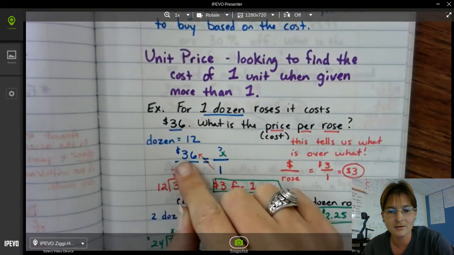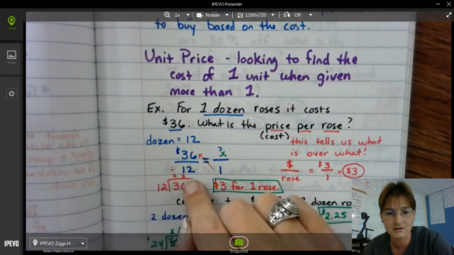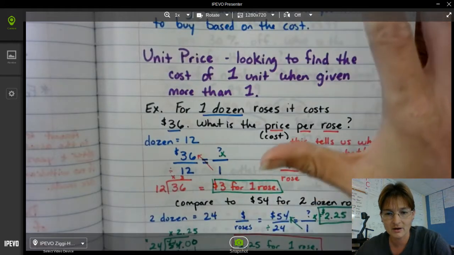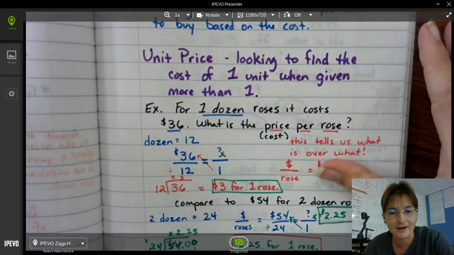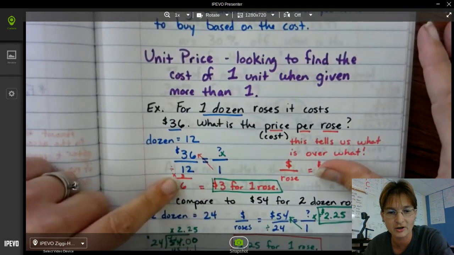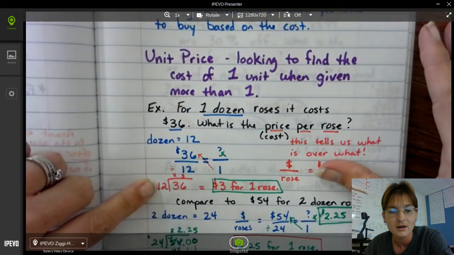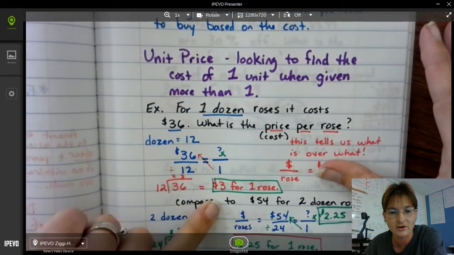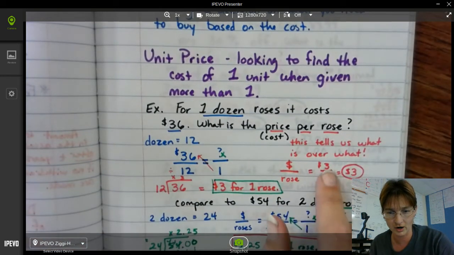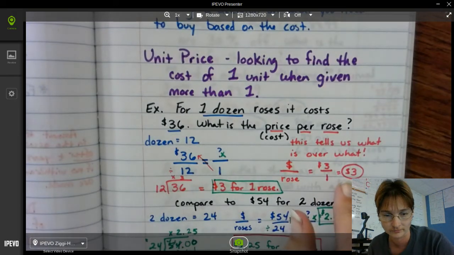Okay. To set this up, we have $36 for 12 roses, because 12 is a dozen. And we want to know how much it is for one rose. All right. Cover that up real quick so you're not writing that. All right, so basically you would cross multiply and then divide by the third number. So obviously you can see we're going to divide 36 by the 12 to get the cost for one. The cost for one rose, 12 divided into 36, is $3 for one rose. So over here we have our cost, $3 for the one rose. So one rose equals $3.